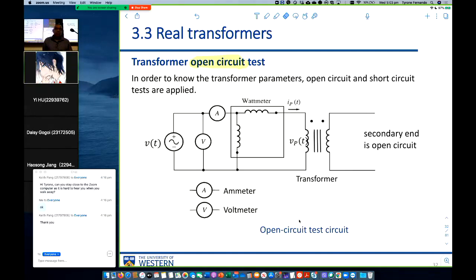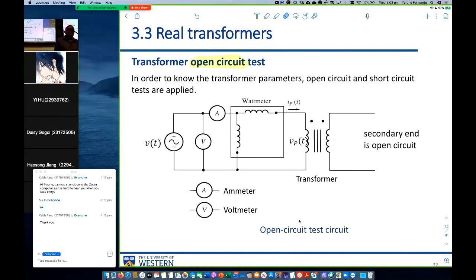We make a power measurement, and also a current measurement and a voltage measurement. So we make three measurements. We make a voltage measurement at the terminal of the primary side of the transformer. We make a current measurement, right? Current in the primary winding. And we make an active power measurement, how much power is consumed. We make three measurements. The secondary is an open circuit.